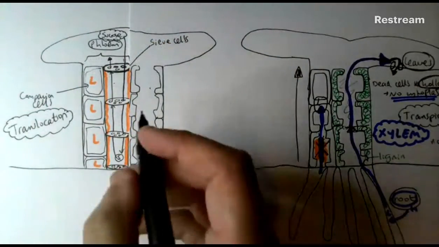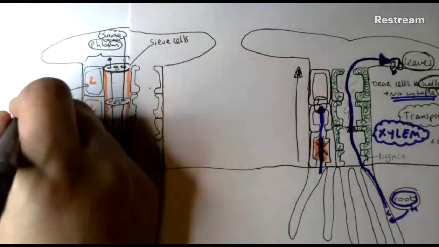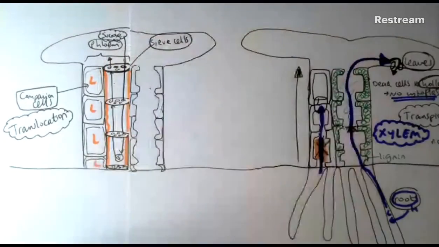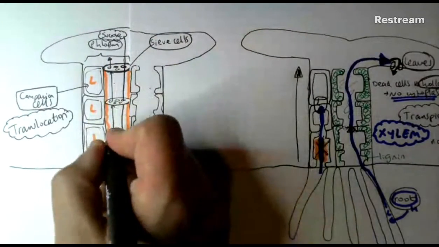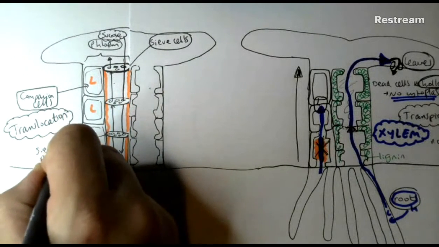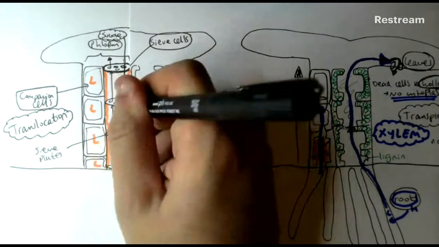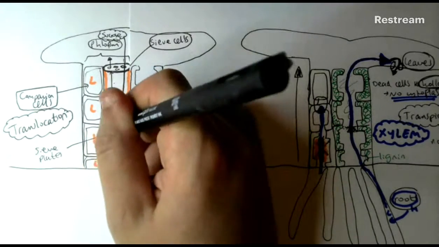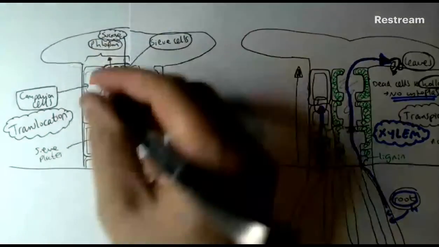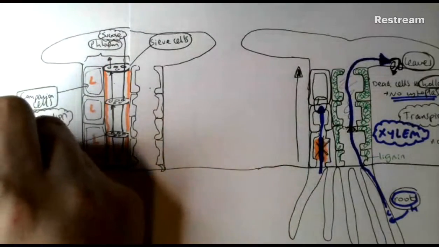This is really complicated. So you've got the phloem, which consists of companion cells and sieve cells. These here are the sieve plates. They've got pores in them to allow sucrose and sugars to move through the phloem in two directions. And this process is translocation.